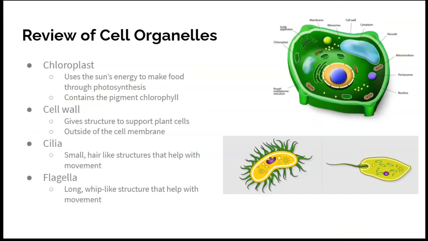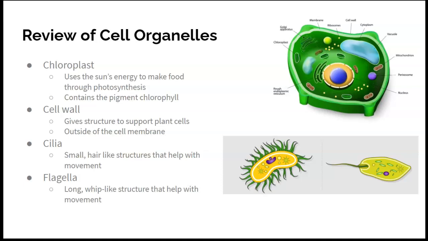And these are our unique organelles. This is the last bit of organelles that we are going to be reviewing. Our first two belong in plant cells only. So we have the chloroplast, which uses the sun's energy to make food through photosynthesis and contains the pigment chlorophyll, and that's what makes it green. So chloroplast is only found in plant cells. And then we have the cell wall, which is on the outside of the cell membrane, so it's the outermost piece of a cell, and it gives extra support to plant cells.